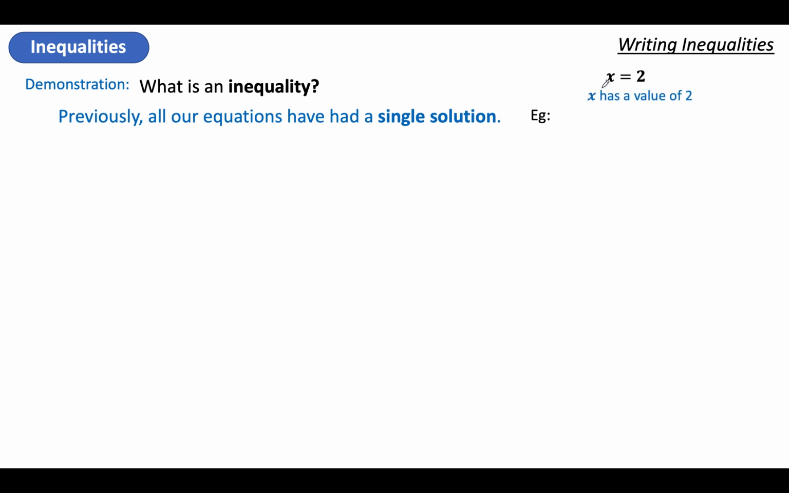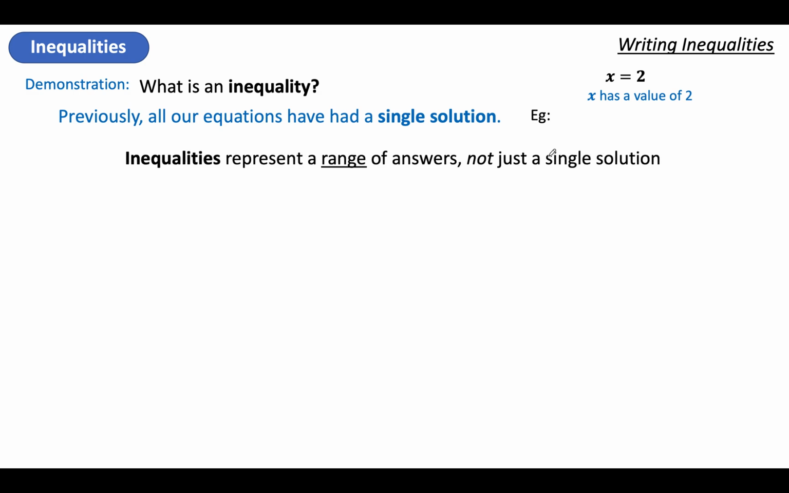What is an inequality? That's the first thing. Well, previously, all our equations have had a single solution. What do I mean by that? All of them had something like this: x is equal to 2. This literally means x has the value of 2, nothing else, just 2. And we had another one where x was equal to 7, or x is equal to 5. All of these just have one single solution, nothing else.